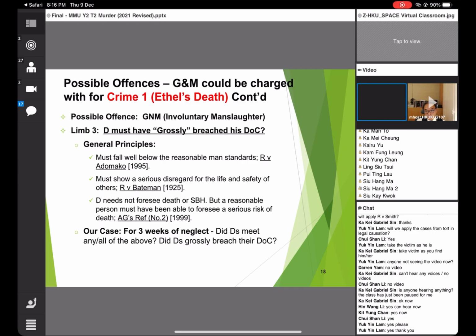So imagine you leave someone neglected for 3 weeks in pain. A reasonable person must have been able to foresee a serious risk of death. I would argue that's the case. So did the defendant grossly breach the duty of care? I would tend to argue yes here. All right? So we move on with that. I would tend to argue it's yes.